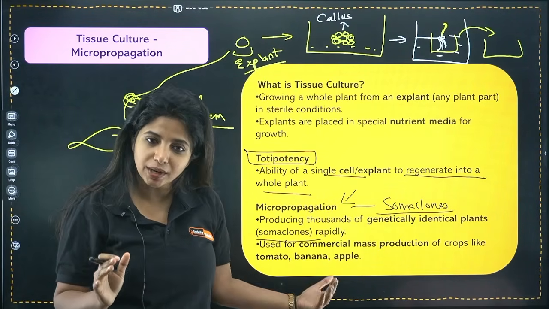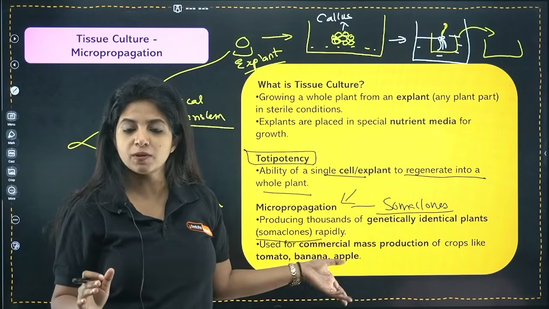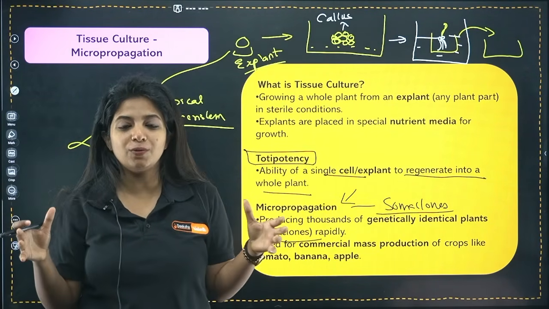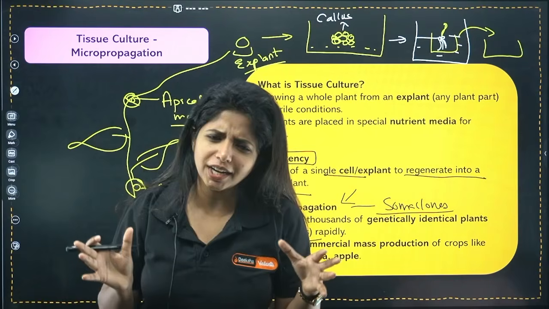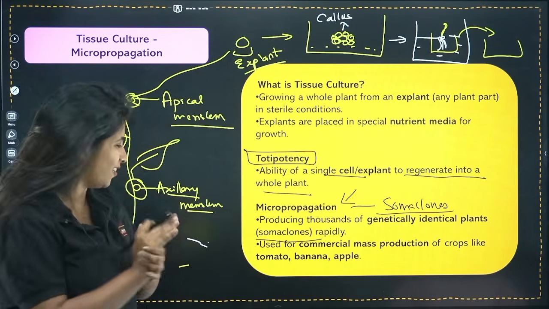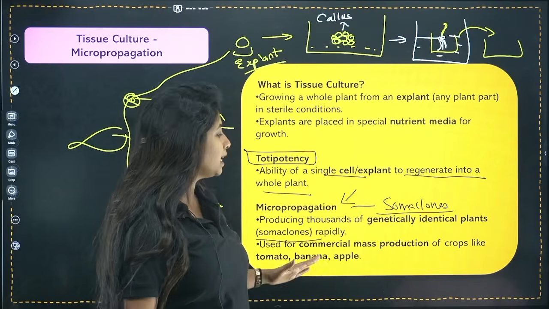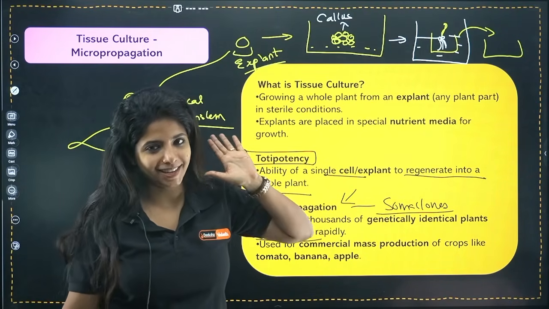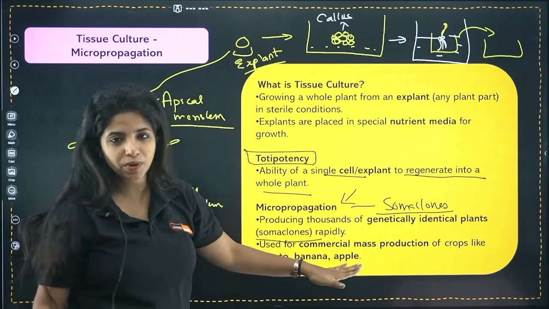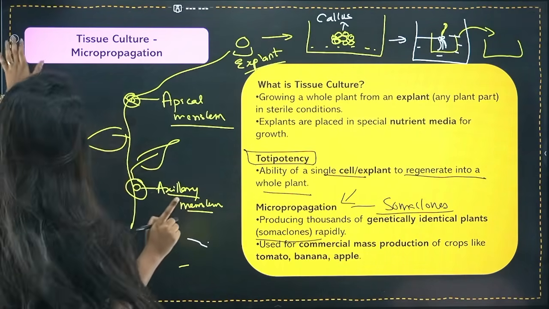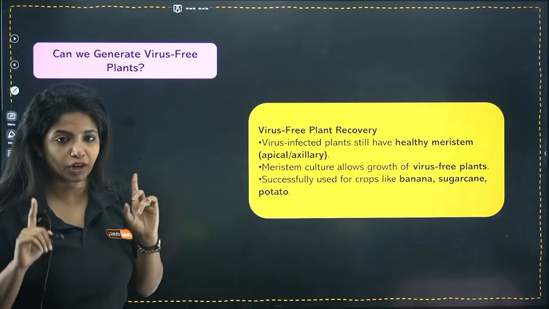So the clones that you get here with the help of micropropagation, where you use the tissue culture method, the end product of this is known as what? Somaclones, because they are genetically identical. Okay, got it. Yes. Now, it is used for commercial mass production of crops like tomato, banana, apple, etc. I hope this part of the story is clear. What is the end product of micropropagation? Somaclones.